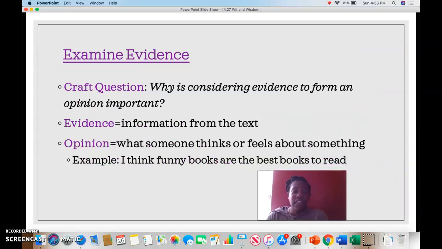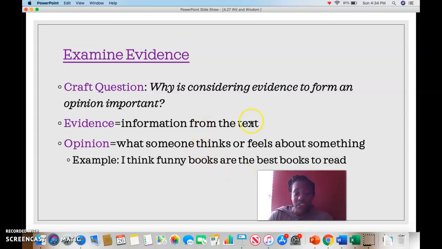Now, we're going to look at evidence. This is going to be our way of leading into our writing that's coming. So I want you to pay very close attention here. Our craft question is, why is considering evidence to form an opinion important? We're going to get into some opinion writing for this module.